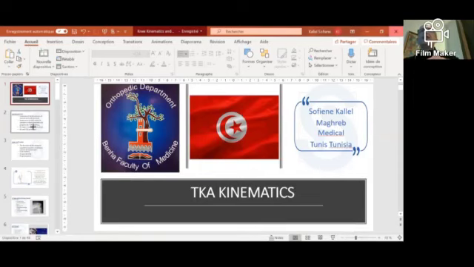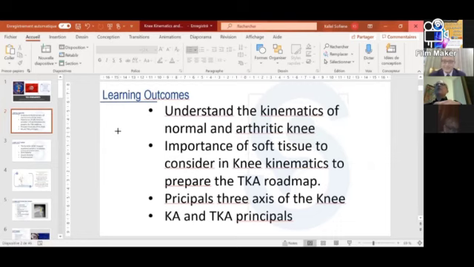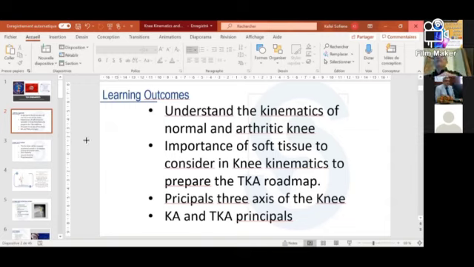Let's start with our learning outcome, and to see what is important in this course. What is important is to understand the learning outcomes: to understand the kinematics of the normal and arthritic knee, the importance of soft tissue that we have to consider in knee kinematics and to prepare your total knee arthroplasty, the principles of the 3 axes of the knee, and the key knee alignment principle in total knee arthroplasty.